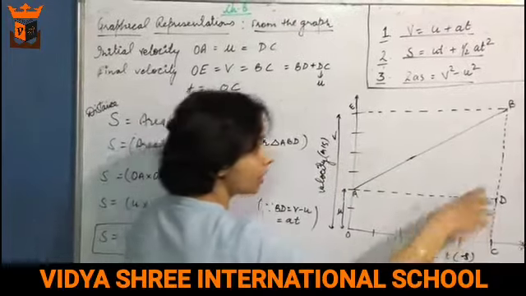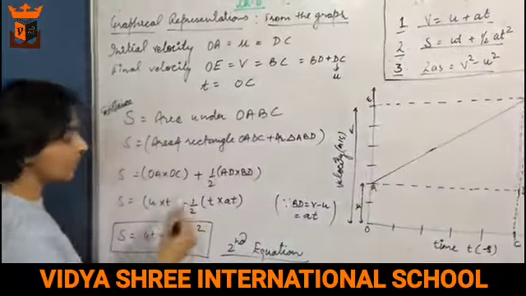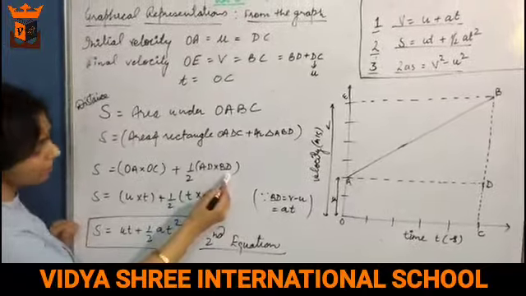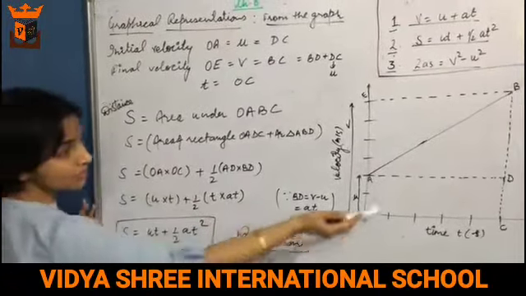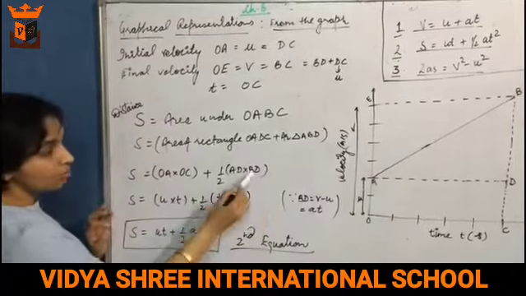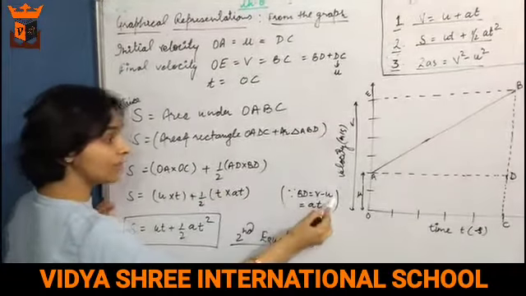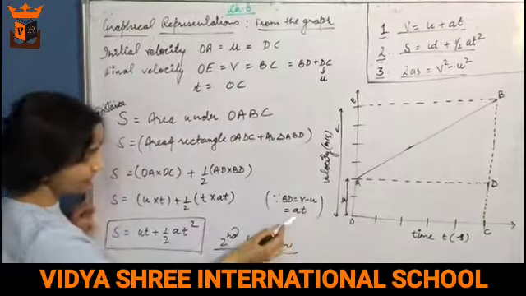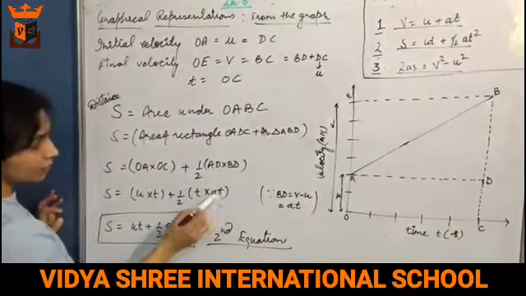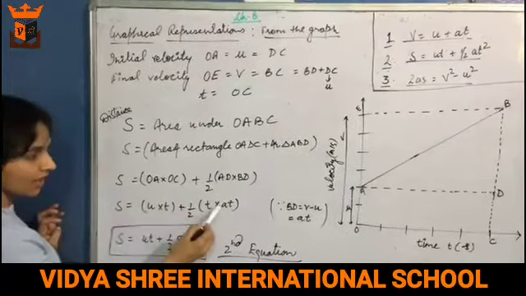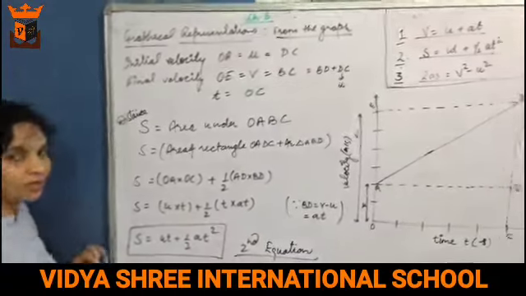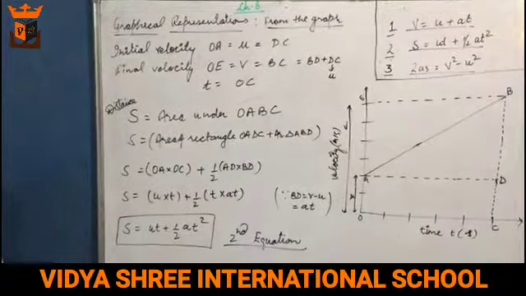Area of triangle is what? Half of base into perpendicular. Base is AD, perpendicular is BD. AD is what? Time. OC, AD, time. BD, we have already done, V minus U, and V minus U is AT. So BD can be converted into AT. Now S is UT plus half AT square. Second equation of motion, right?